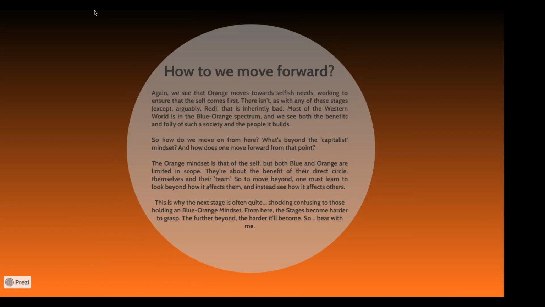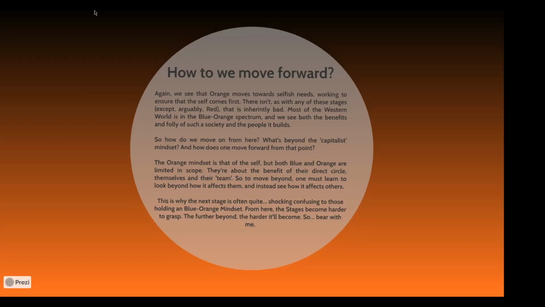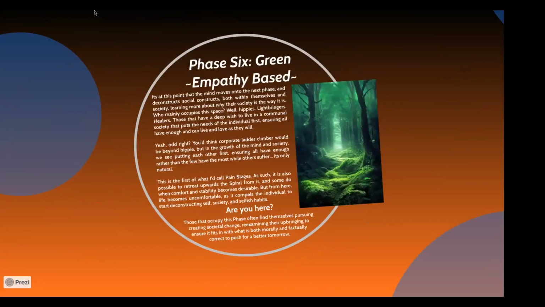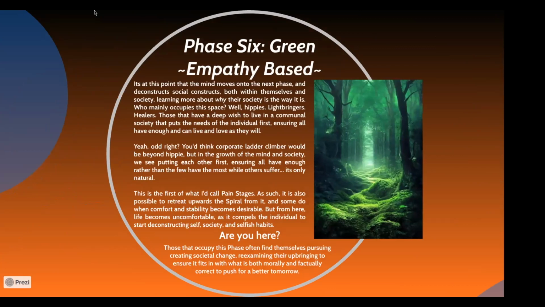The issue is where you are is obviously going to make the most sense to you, and where you've come from would obviously also make sense. Where you're going is still unexplored territory. So what would the next stage be? Stage 6, green, which is empathy based. At this point, the mind moves on to the next phase and deconstructs social constructs, both from within themselves and within society. It's learning more about why their society is the way it is.